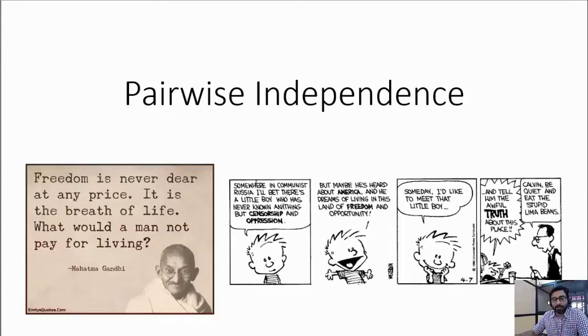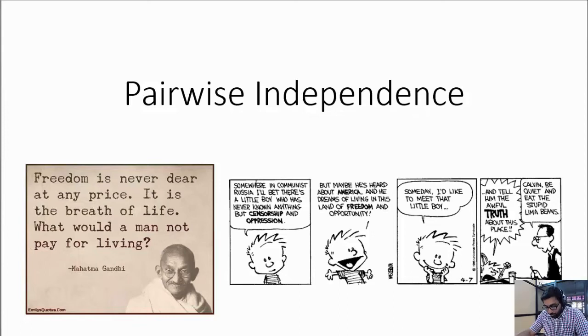Today's lecture is about pairwise independence. And before we get into the topic of pairwise independence, I'd like to remind you that the independence that we enjoy is expensive. It's both expensive for us in society, it's also expensive in computer science. Well, let's start with society because it's a little bit more interesting.